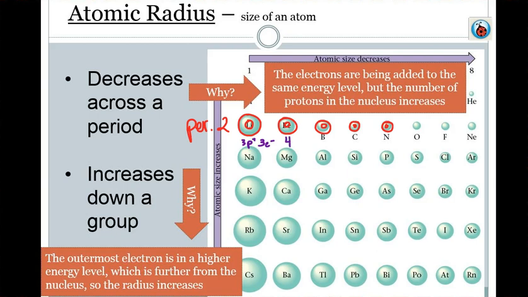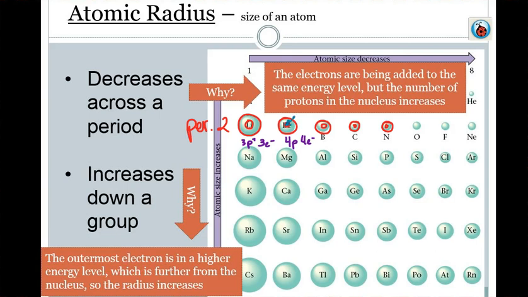Beryllium has 4 protons and 4 electrons. Notice we still have the same number of rings. But the force that's pulling these electrons in, as I mentioned earlier, is the nucleus. So the nucleus is pulling these electrons in closer.